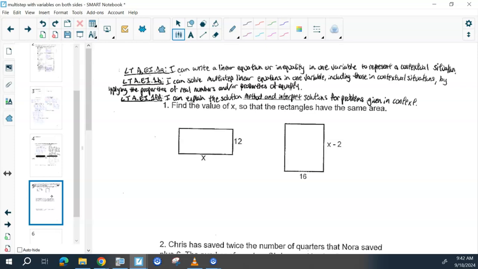First off, we need to figure out how do we find area of a rectangle. So not perimeter, but area. What is that? Yes, multiply the length and the width.